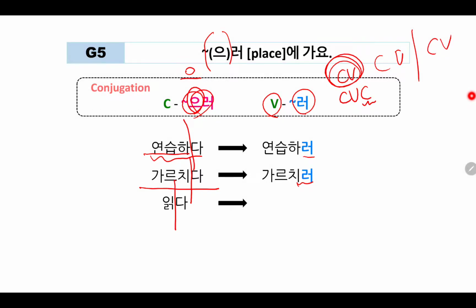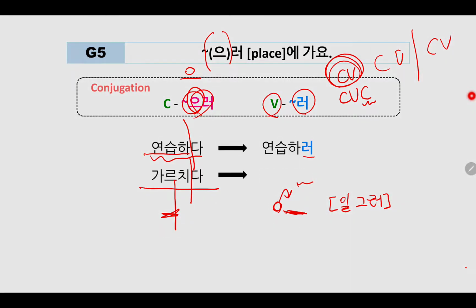How about 읽다? 읽다 divided into stem and ending. It means to read. Since it ends with a consonant here, you put 으러, right? So when you read this, it becomes 읽으러, right? This second 받침 carries over to the next syllable and takes over this zero consonant place. So 읽으러.